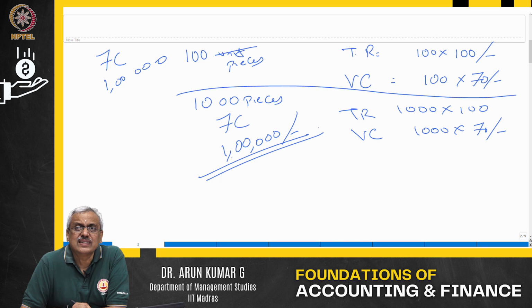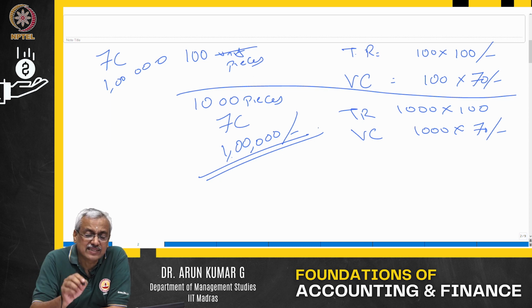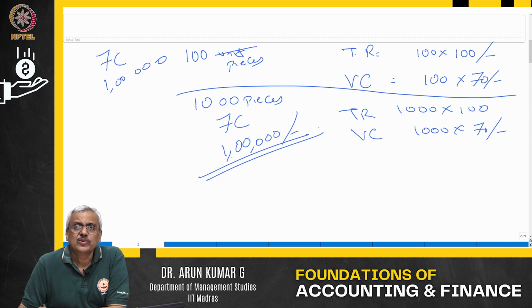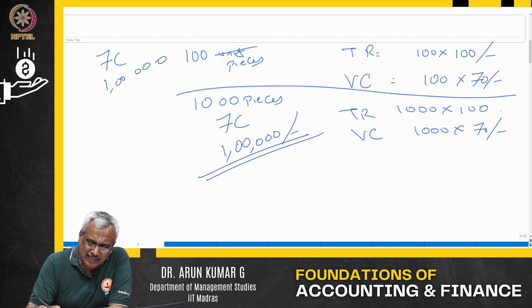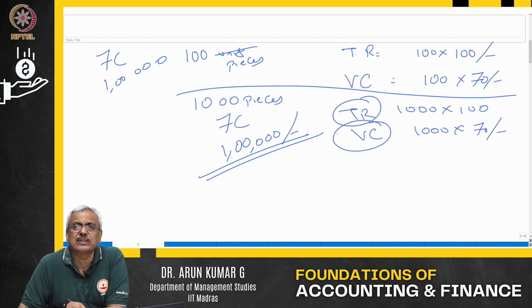My fixed cost does not change in either of the cases. So what happens? At every stage, the number of units I am manufacturing keeps on increasing, my revenue will keep on increasing, and my variable cost will also keep on increasing in relation to the number of units I am manufacturing or selling.